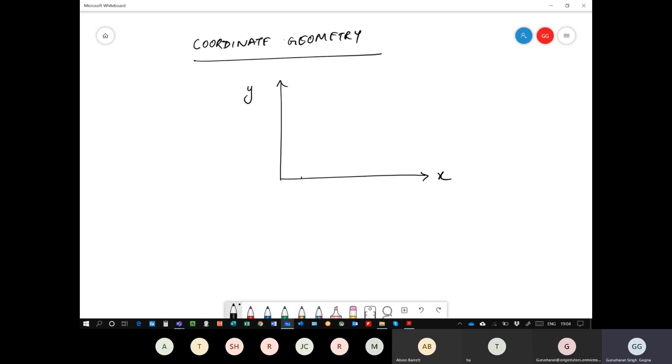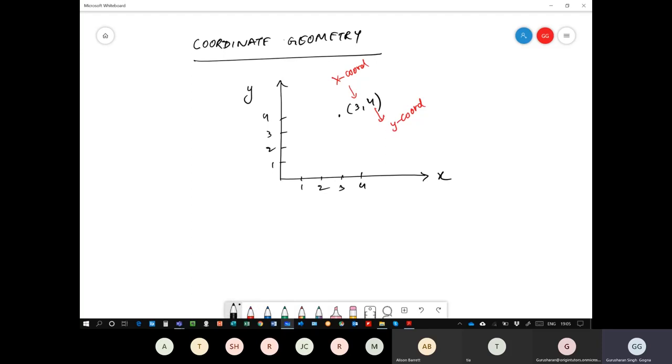And if I want to plot some points, let's say this is 1, 2, 3, 4 and 1, 2, 3, 4, and I want to plot, let's say, 3, 4. So 3, 4 will be here. In this case, the first number always represents the x coordinate, and the second number always represents the y coordinate. That's by convention.